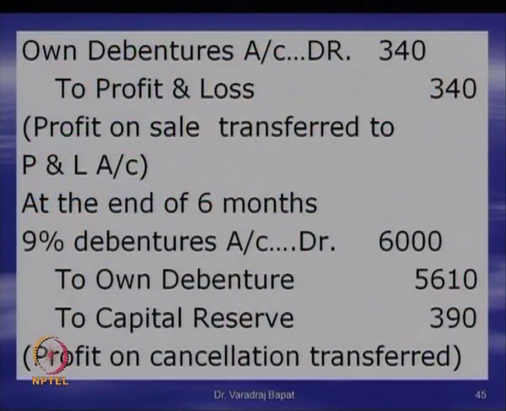You can see the entry again. It is 9% debenture debit 6,000, to own debenture 5,610, to capital reserve 390. So here we have discussed the recording of various transactions on share capital and on debenture. I know they are slightly complicated, but I'll request you to refer to some book or you can refer to our web course wherein you can see these entries and then try to understand them more. Now let us go to the next thing.